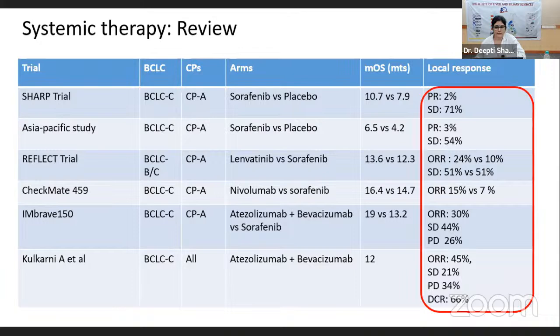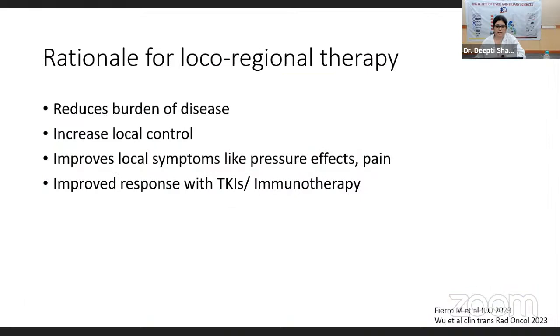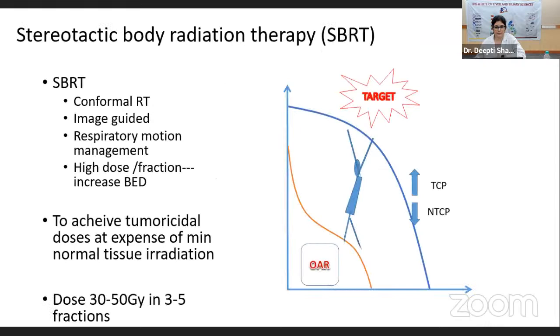overall survival as well. So the rationale for the loco-regional therapy is it reduces the burden of disease, increases local control, improves local symptoms, and has an additive effect with TKIs and immunotherapy. As per Mu et al. in the recent publication in 2023, the authors have concluded that an increase in local control and early local control has resulted in an increase in overall survival, even in cases of advanced HCCs.